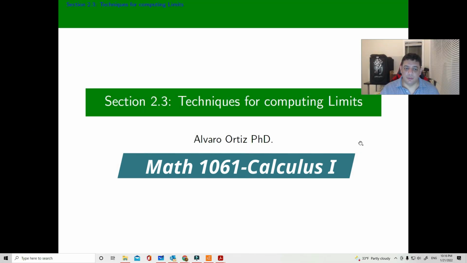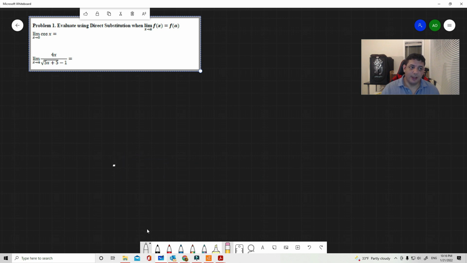Now let's continue with more examples for section 2.3. So first, let's see some direct evaluation by continuity. Notice these two examples. We have the limit when x goes to 0 of cosine of x.